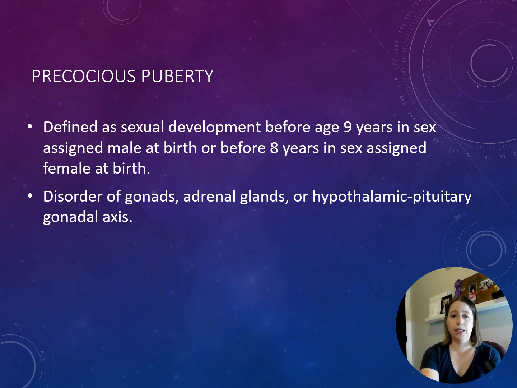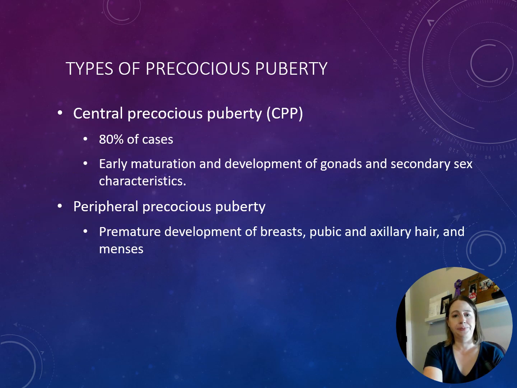So precocious puberty is defined as sexual development before 9 years of age in boys or 8 years of age in girls, and this is always different because boys tend to go through puberty later. So they have a little bit longer before we call it precocious. This does tend to be more common in girls, however.